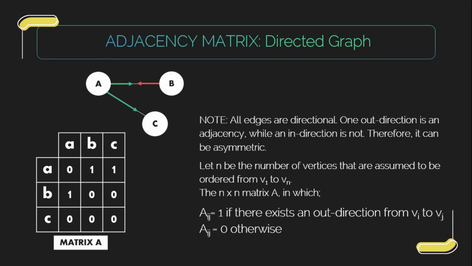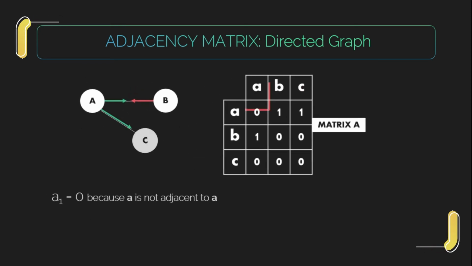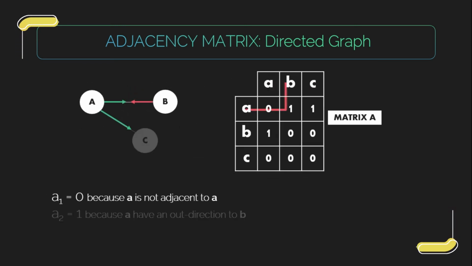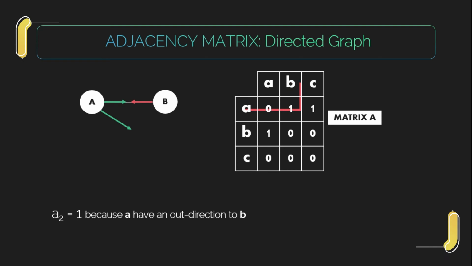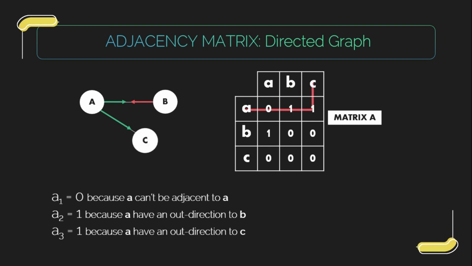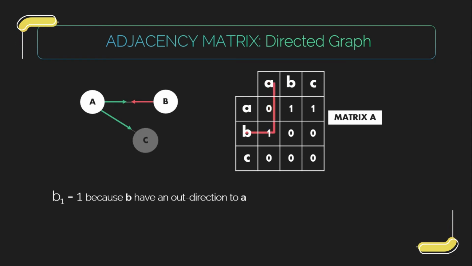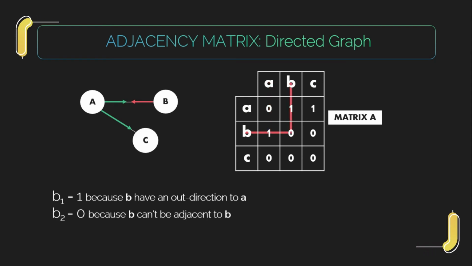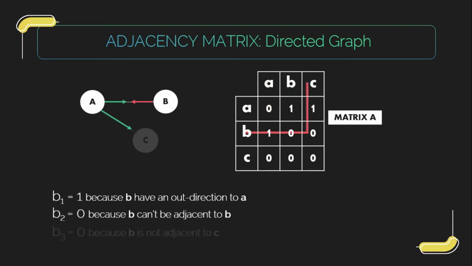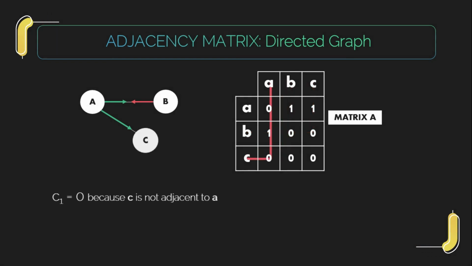So not all connected vertices are adjacent, it depends on the directions. In this representation, if it is adjacent, then 1 is written in the matrix, and if it is not adjacent, then 0 is written in the matrix, and so on and so forth.